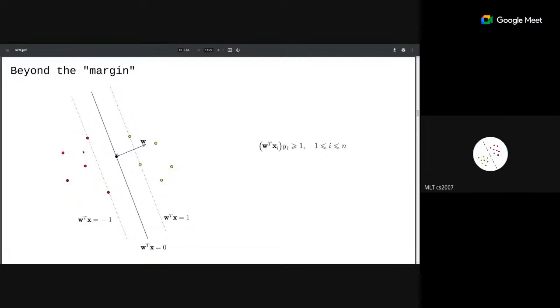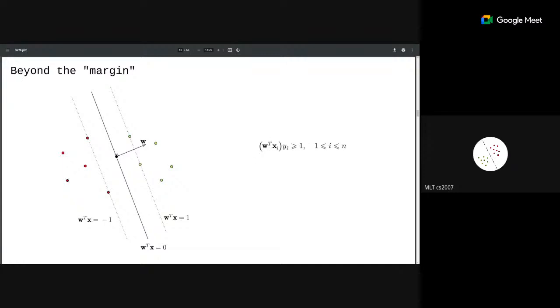For the red points, W transpose X will be negative, but because Y is minus 1, you will end up with the whole expression being positive. We should probably write a separate set of equations for the red points and the green points, but because of this nice trick of multiplying by the label, we are able to write a compact expression like this.